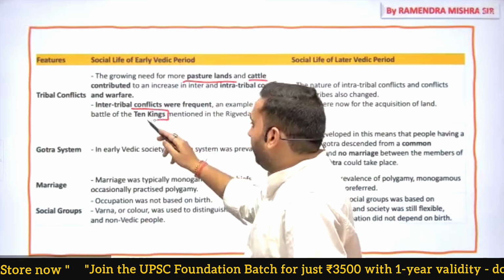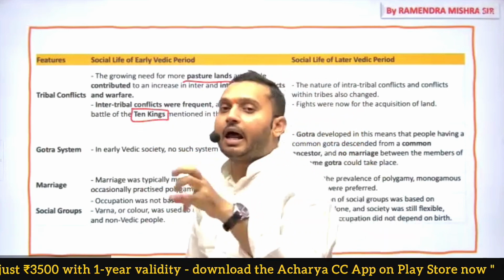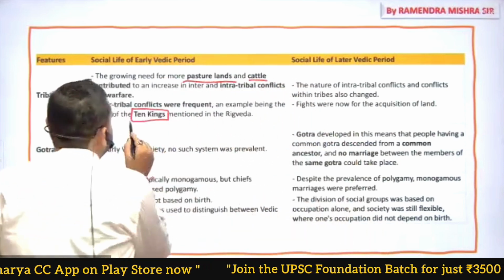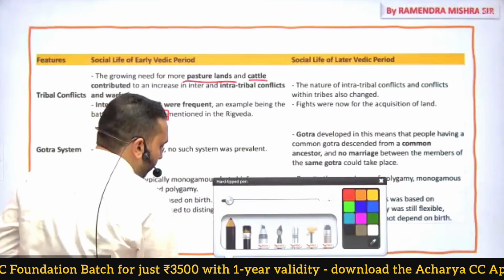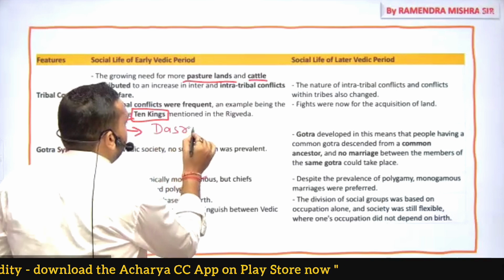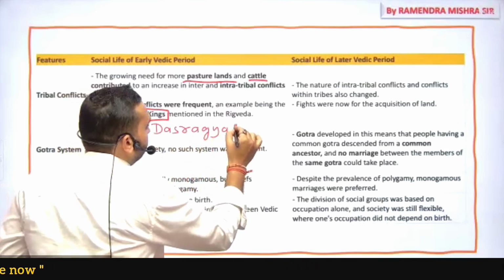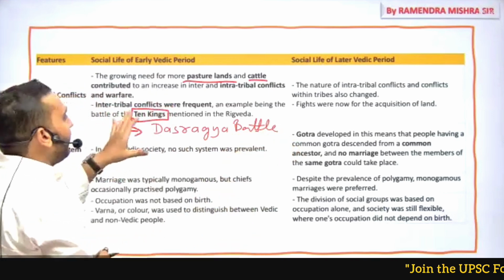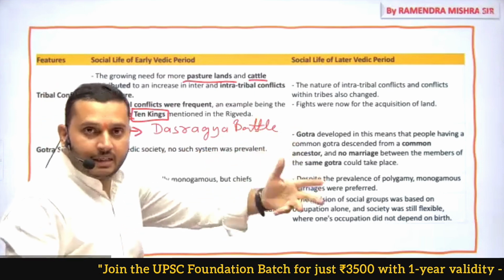This is very important. There was a battle fought between 10 kings and a clan named Bharat. The exact word used in the Rigveda for this battle was Dasarajna Yuddha, that means battle of 10 kings. Rajna means the Rajan or Raja.